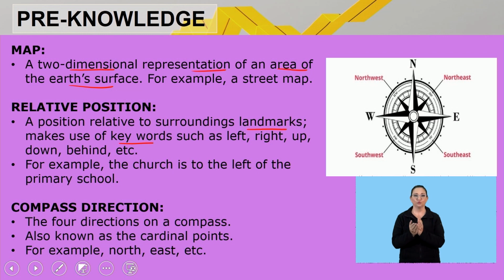Now, we also will need to focus on compass direction. The 4 directions on a compass, as we can see here: north, south, east, and west, your main compass directions, also known as cardinal points. As I've indicated, north, east, south, and west.